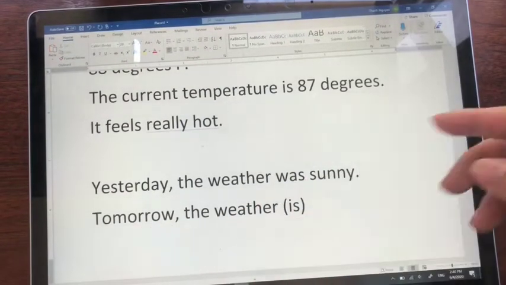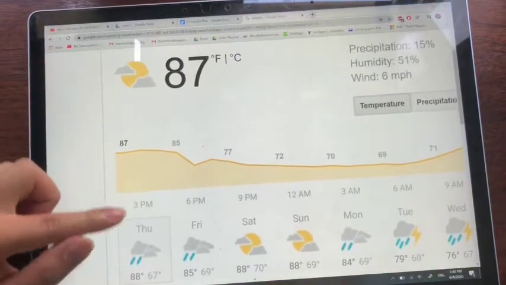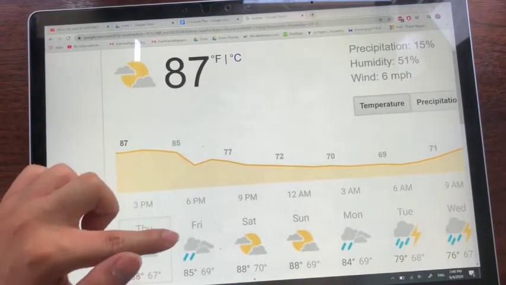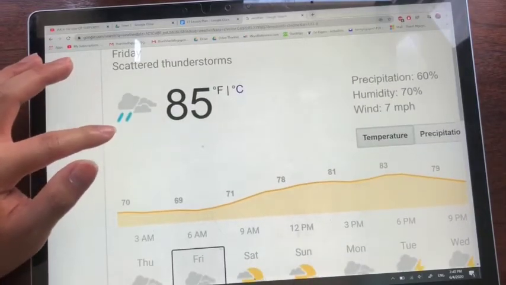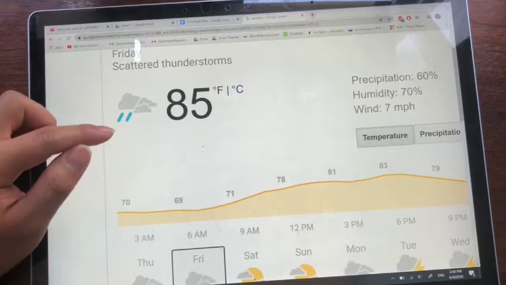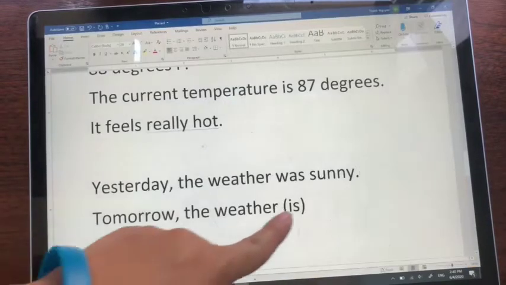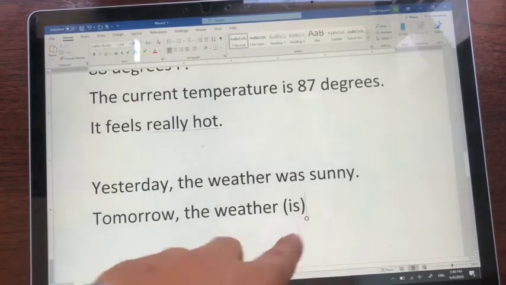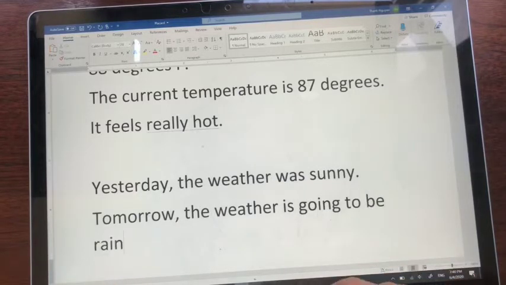Let's look at tomorrow. Tomorrow, the weather. So today is Thursday. Tomorrow is Friday. So I'm going to say tomorrow the weather is rainy. Tomorrow the weather is. We change is to future tense. So I'm going to say, tomorrow the weather is going to be rainy.